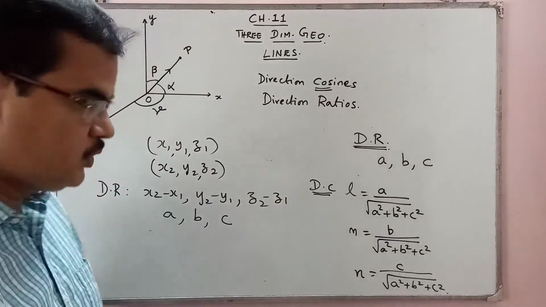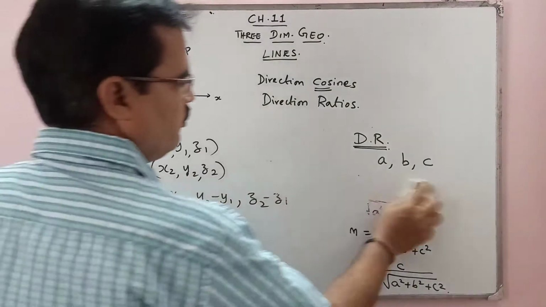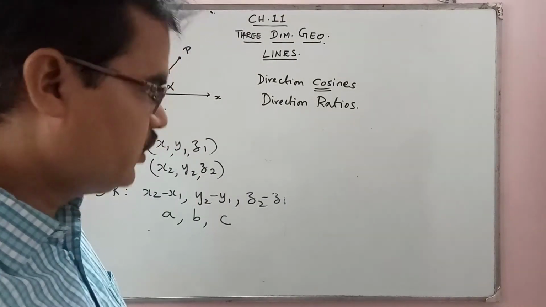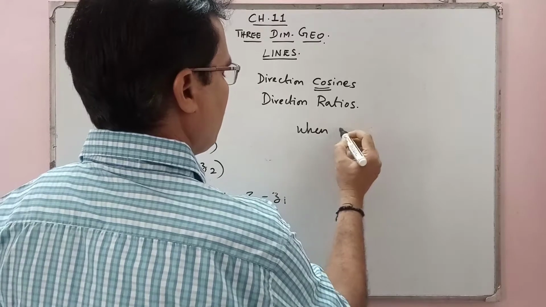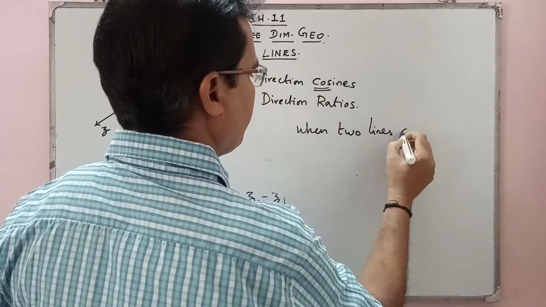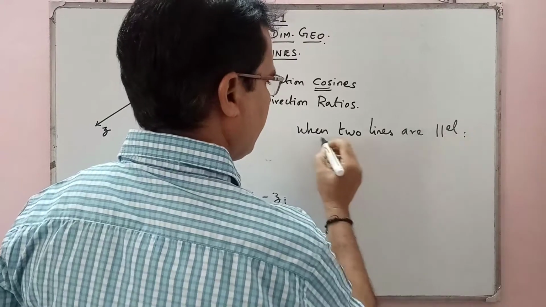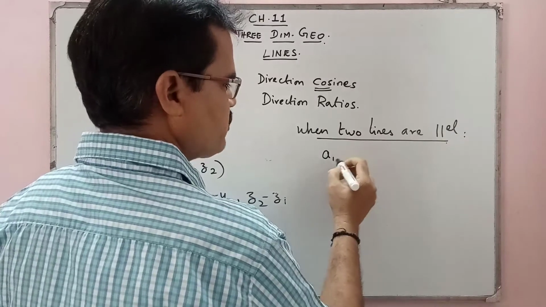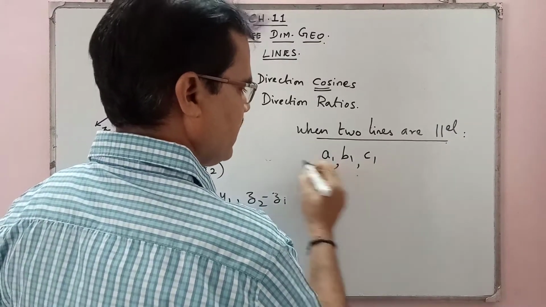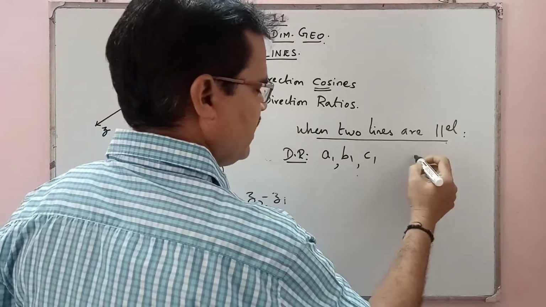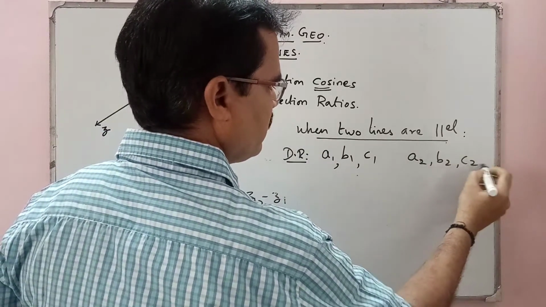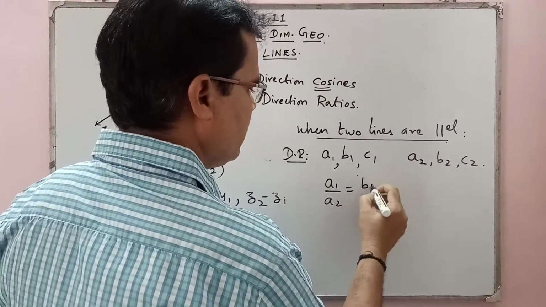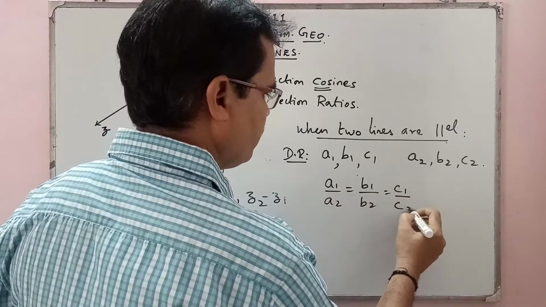Now, when two lines are parallel, what is the relation between the direction ratios? When two lines are there, the first one, let us take the direction ratios as A1, B1, C1, and the second line's direction ratios as A2, B2, C2. Then when two lines are parallel, A1 by A2 will be equal to B1 by B2 will be equal to C1 by C2.